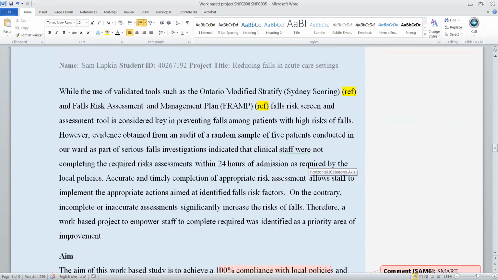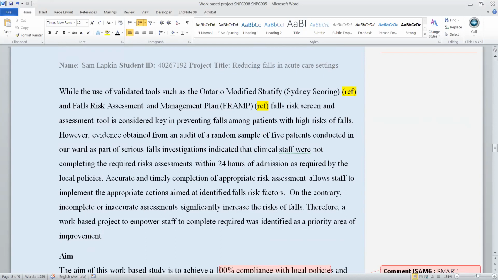I'm describing the current practices regarding the management of falls. It's the expectation in that clinical area that staff were meant to complete and document a full falls risk assessment for all clients within 24 or 48 hours of admission, but that wasn't being done. As part of the post-fall investigations, a sample of 5 random patient charts indicated that that wasn't being done. So it was identified as an issue that needed to be addressed.